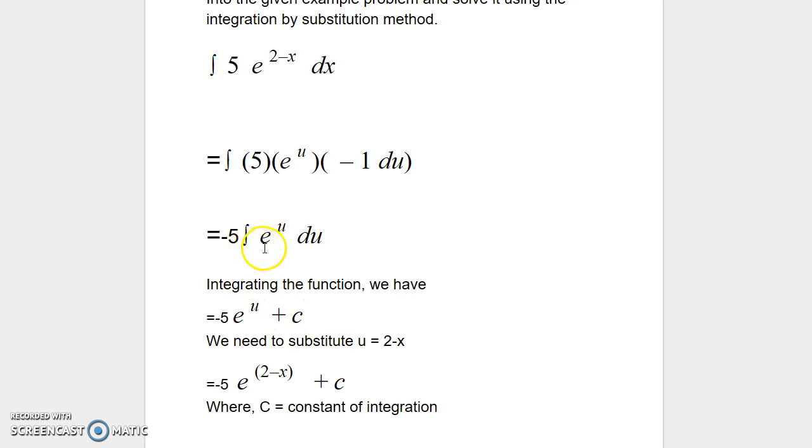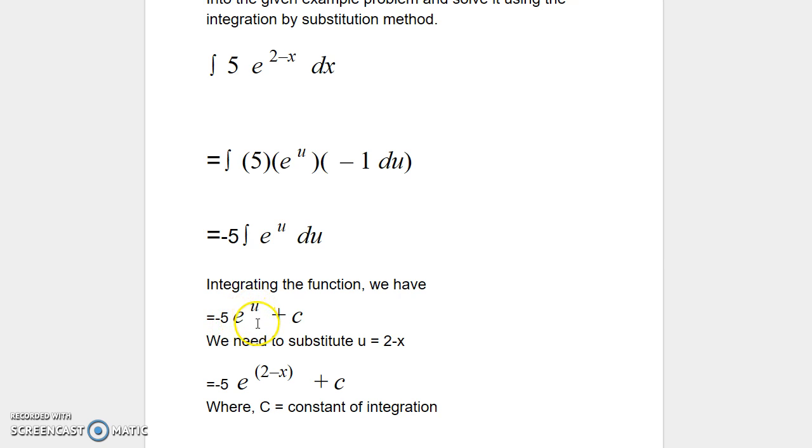We know that integral e to the power of u du is equal to e to the power of u. So therefore, we have negative 5 outside of the integration process. Negative 5 times integral e to the power of u is e to the power of u. And when we finish the process of integration, we're going to add a constant term called the constant of integration, c.